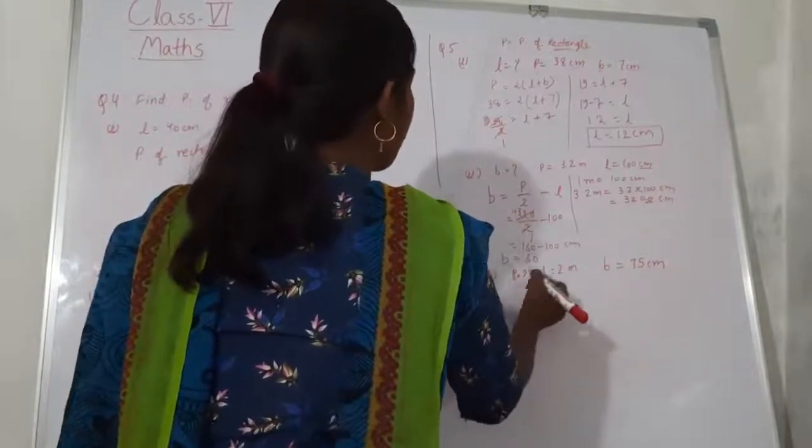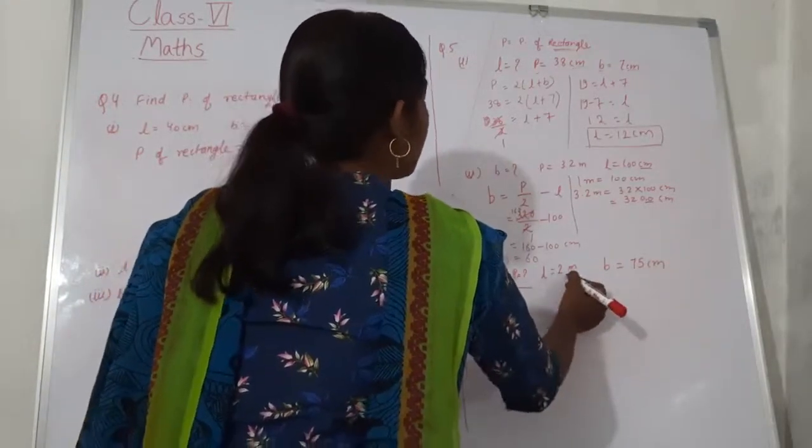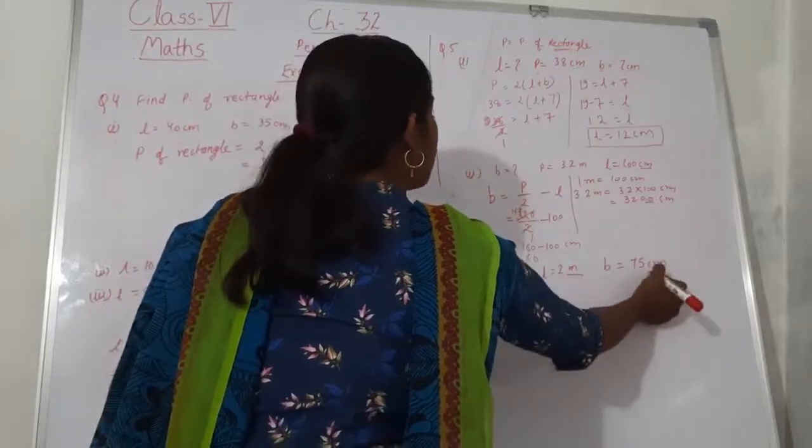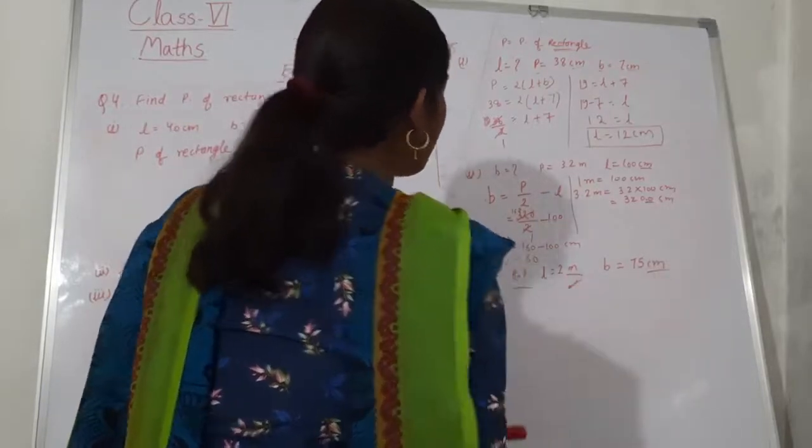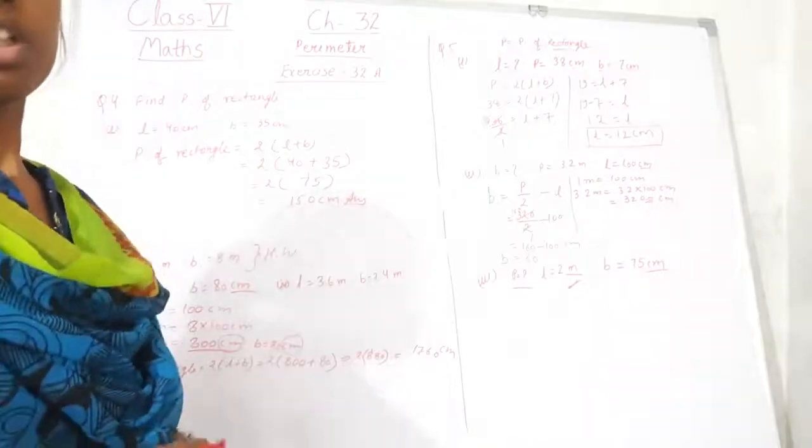In this one you have to find out the perimeter. Here remember, this is in meter, this is in centimeter. Just convert this one into centimeter. Try to solve that question by yourself.